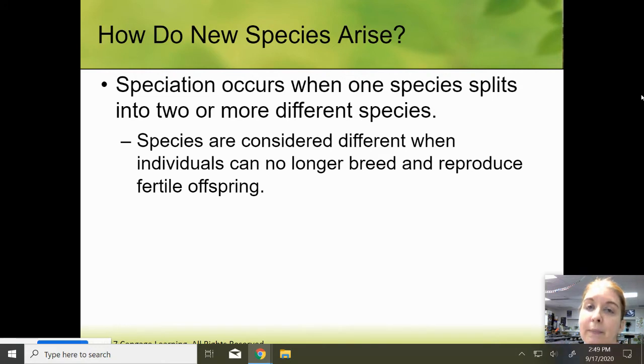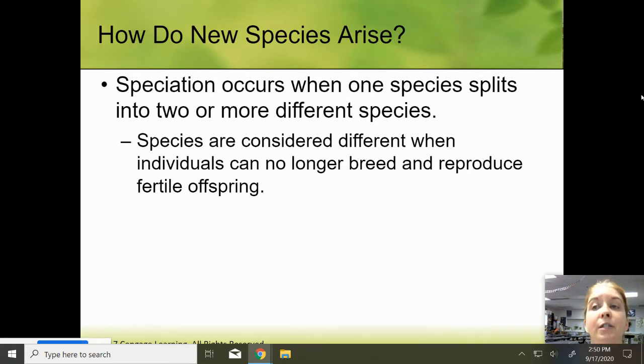Now, here's the thing. It's not like I have one creature and it just divides into two. But when you have a common ancestor and then it goes two different directions, that is speciation. So it's not like, hey, I'm going to go this way and be this animal, and you go this way and be this animal. It's over time, a common ancestor ends up in two different situations with two different environments and adapts to those environments and therefore becomes different.